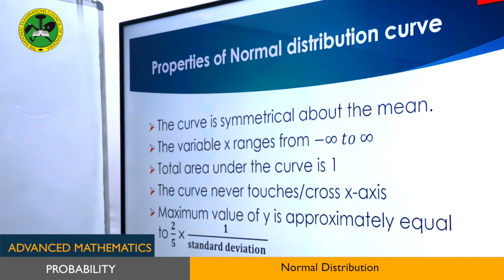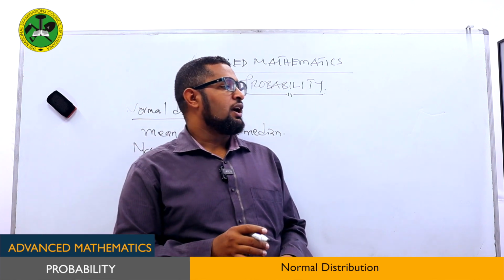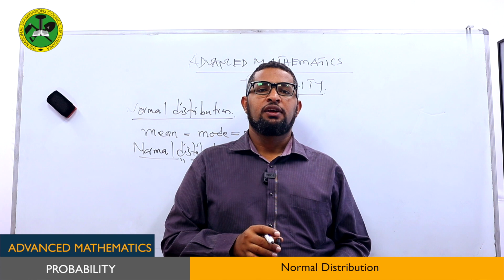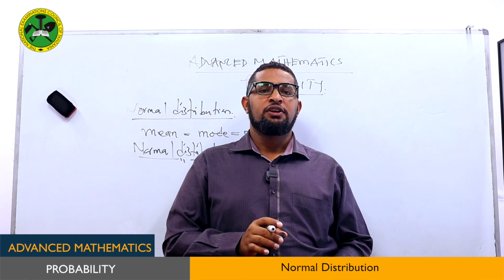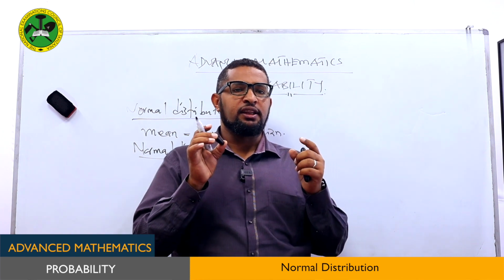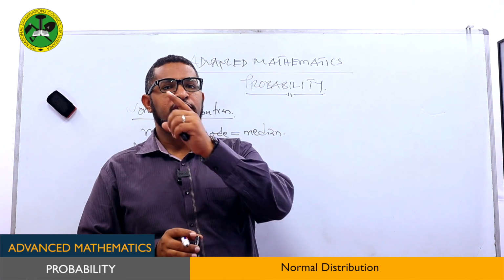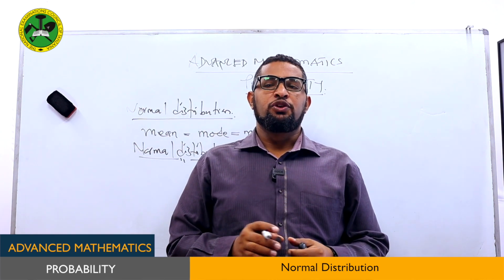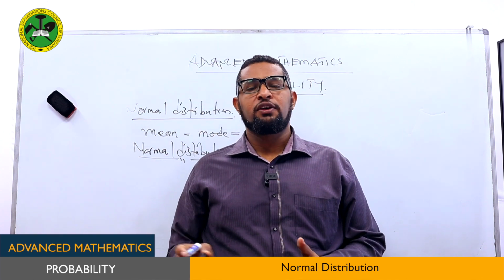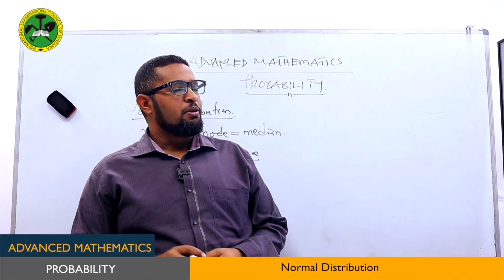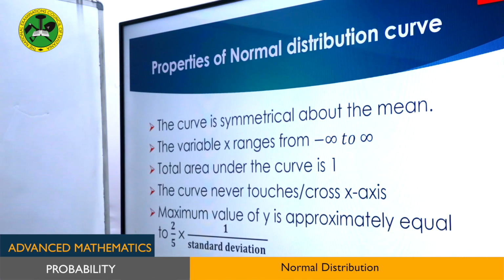And the second one, the variable x ranges from negative infinity to positive infinity. And the total area under the curve is equal to 1. As you know, the summation of probability is always equal to 1. So when you find the area under the curve of normal distribution, it will always give you 1. So you can divide the graph into two equal parts, that is symmetrical, in which to the right is 0.5 and to the left 0.5. But also, the curve never touches or crosses the x-axis.